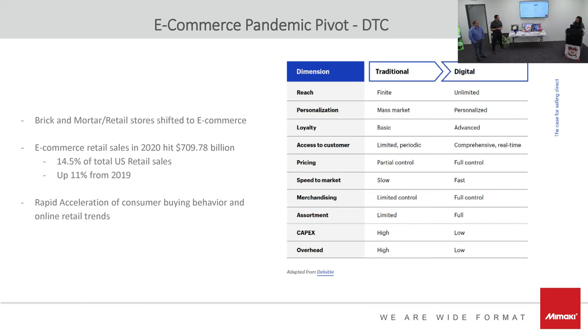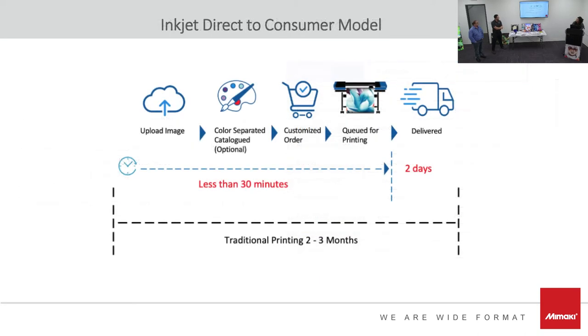So here we have the inkjet direct to consumer model. This process is really simple. The first step is uploading your image. After that, you move on to your color separating catalog. This is where you separate your colors. Then you will customize your order, then queue for printing. After that, you move on to your delivery. As you can see, with the direct to consumer model, it will take you about 2 days to do everything from uploading your image, doing production, and delivering to your consumer, versus the traditional method, which would take 2 to 3 months.